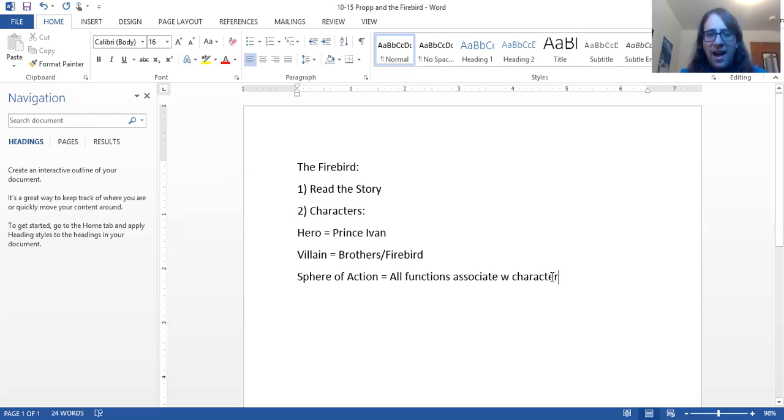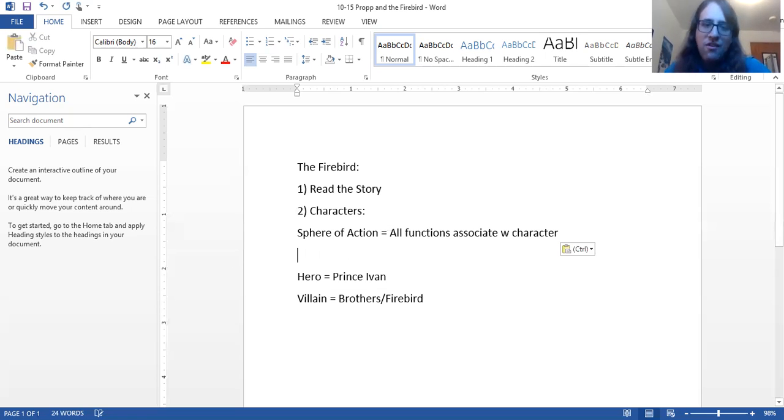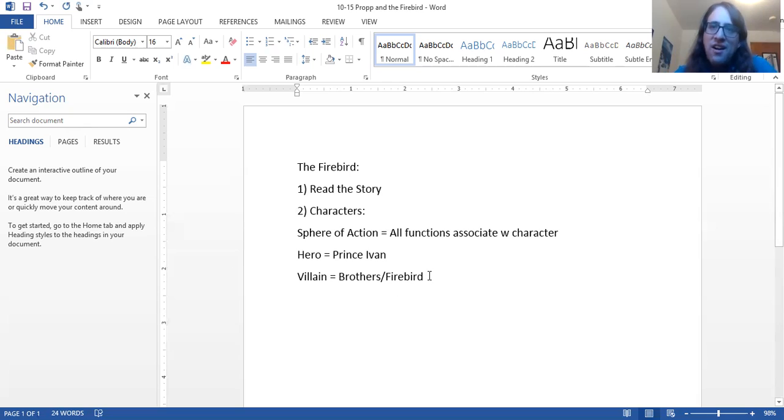So, Ivan is a hero, so he does hero functions, does hero things. The villains would be the ones who do villain things, like trying to harm the hero or causing the problem that the hero needs to solve. But in here, those two things have been split up. So the function of villain is kind of being shared by the brothers in the Firebird, if you want to think about it that way. Or maybe you decide that the Firebird isn't a character per se, so it doesn't really count as the villain. In that case, you just probably go with the brothers. But it's worth noting that you can take this either way, which is kind of interesting.